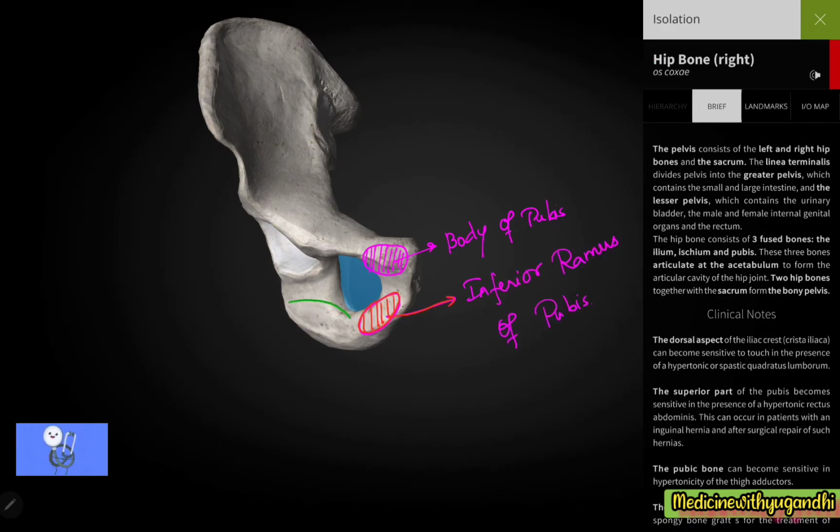And what you are seeing here, this portion, is the ramus of the ischium. Again I am repeating, here this is the body of the pubis and here this is the inferior ramus of the pubis, and what you are seeing here is the ramus of the ischium.